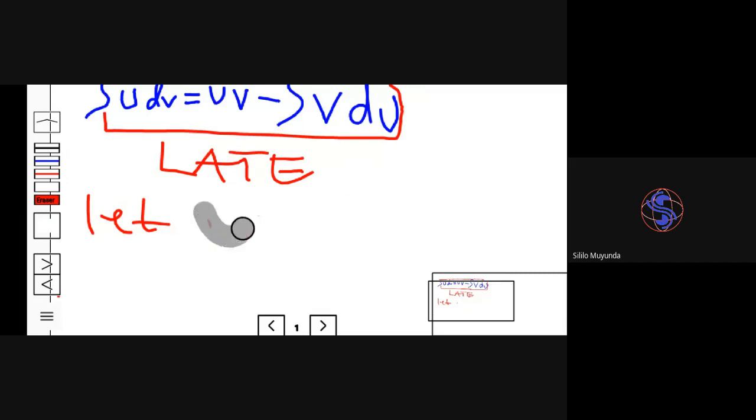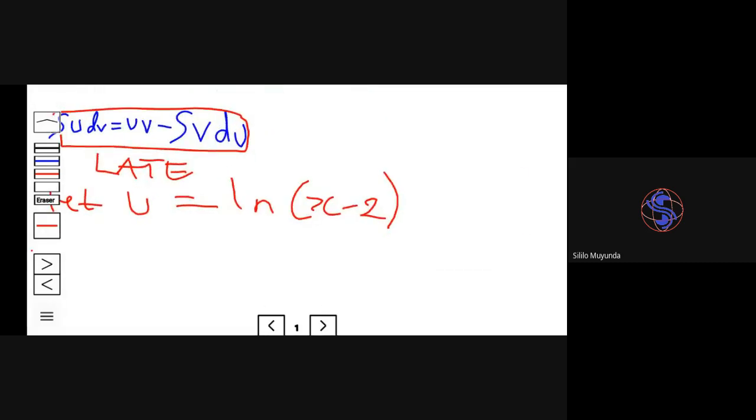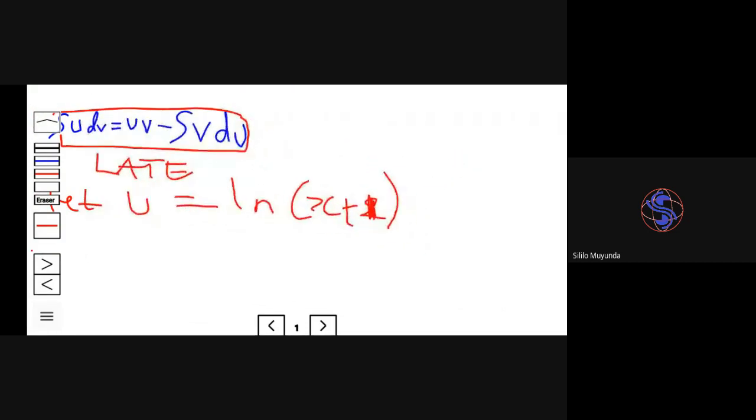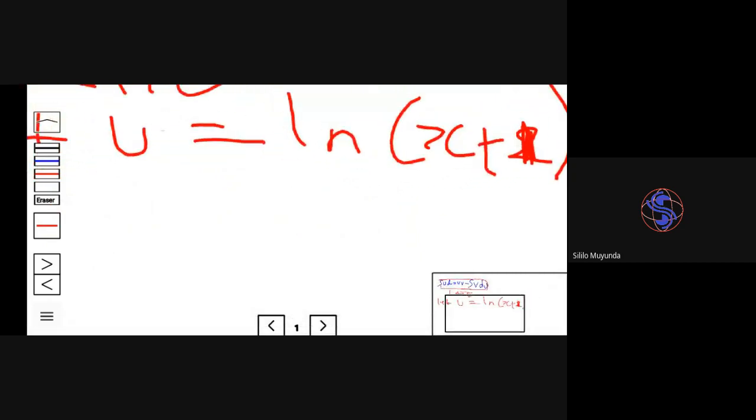So our u here must be equal to, in x, is it x minus 2? X plus 1. Okay, thank you. So this is x plus 1. And then whatever is remaining else, what else is remaining? There is x. So whatever is remaining is what we consider to be our dv, which is x.